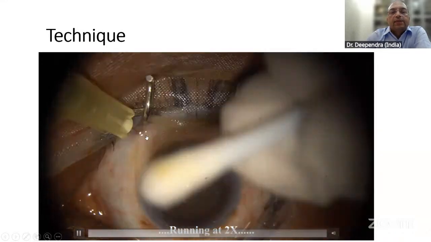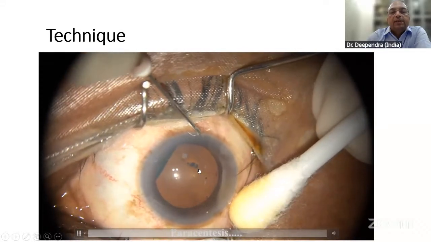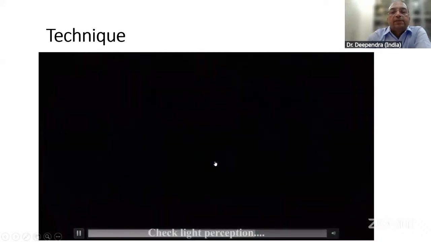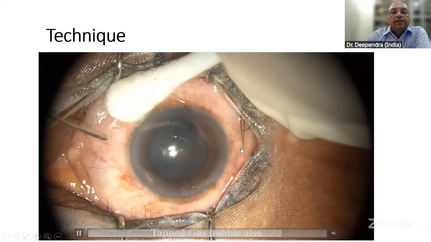So when I am injecting, my needle is not 100% in. The moment you see a bubble, just try to withdraw the needle and keep injecting into the bubble itself. Now I'm checking the light perception, and it was a really large size bubble.